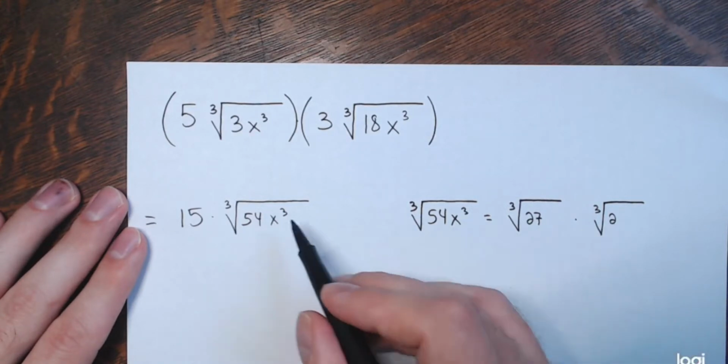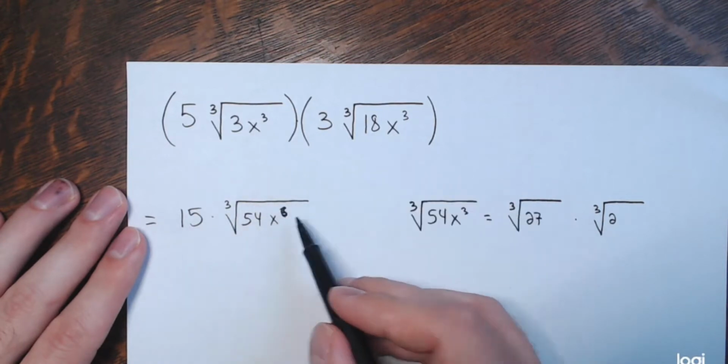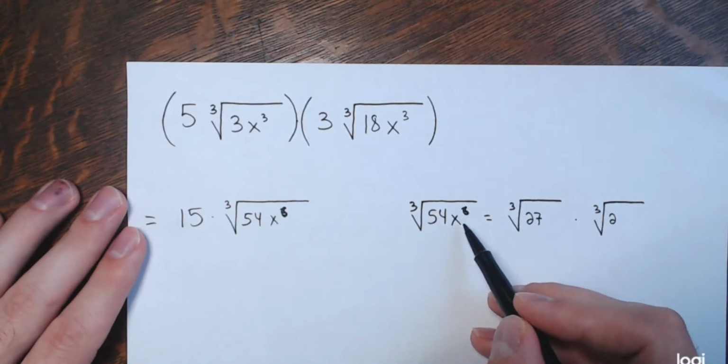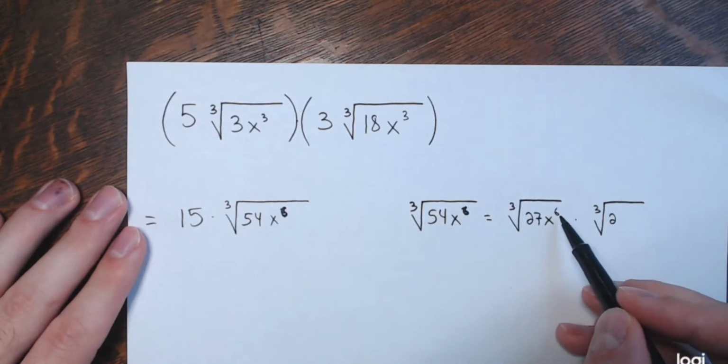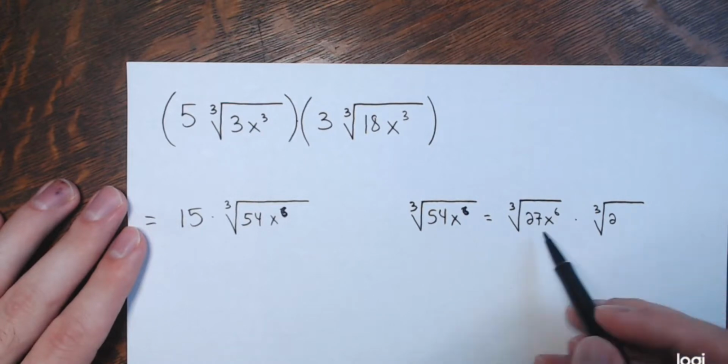Then, this would be x to the 6th, I'm sorry. x cubed times x cubed would be x to the 6th. So 54x to the 6th. And x to the 6th is a perfect cube. It's a power that's a multiple of 3. So this is all I have here.